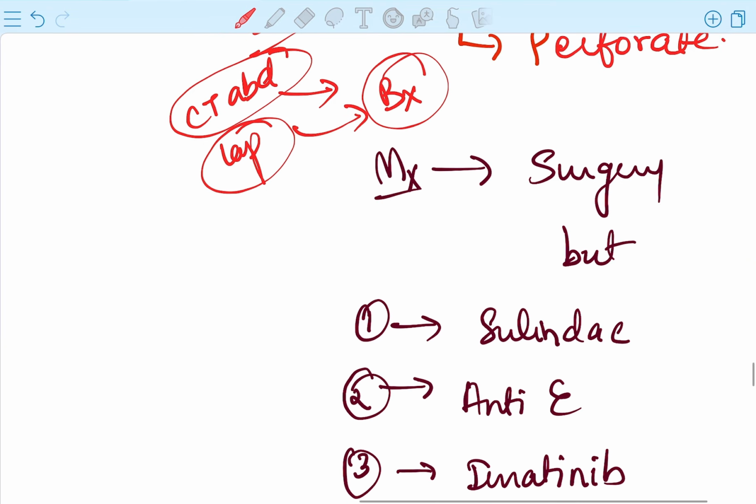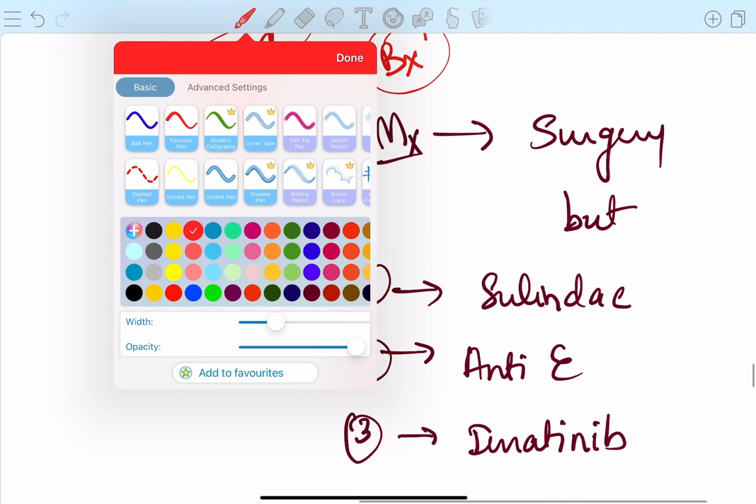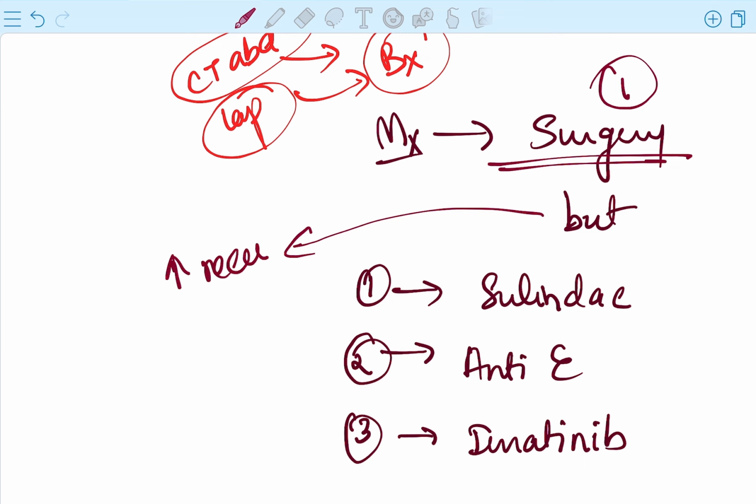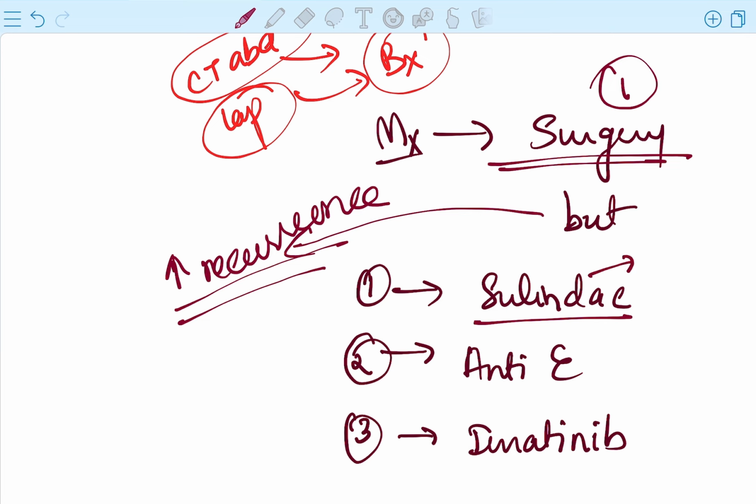Okay, how are you going to manage? Definitely, to get relief, surgery is your primary management. But since it's a malignant tumor, there is an increased chance of recurrence. A GI malignancy always has an increased chance of recurrence. So we have some medical therapy for this condition. We have Sulindac. Sulindac is nothing but a COX-1, COX-2 inhibitor, that is, a prostaglandin inhibitor, and you can give anti-estrogens, and you can also give imatinib.